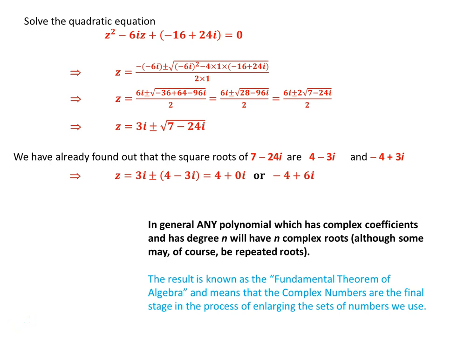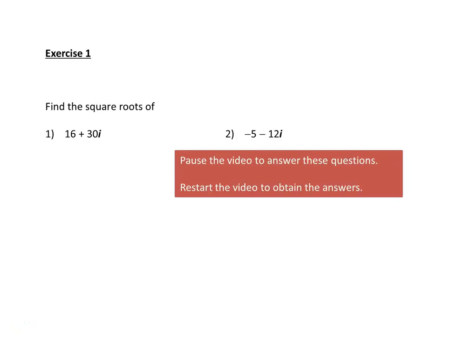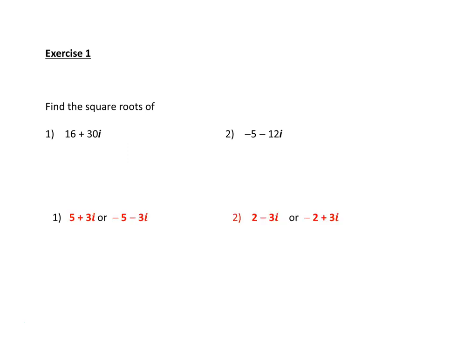Now at this stage it's worth just pausing for a while and seeing whether you can do exercise 1 here, which asks you to find the square roots of 16 plus 30i and minus 5 minus 12i. So pause the video at this point. When you've finished the 2 questions, restart the video to obtain the answers and check your answers. So here are the answers for exercise 1.